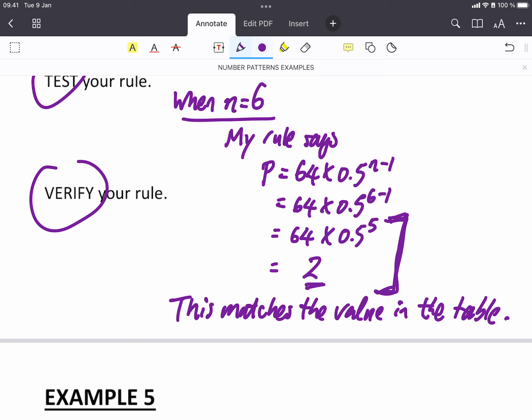So that was part 2 of the series. Part 3 will involve quadratic patterns.